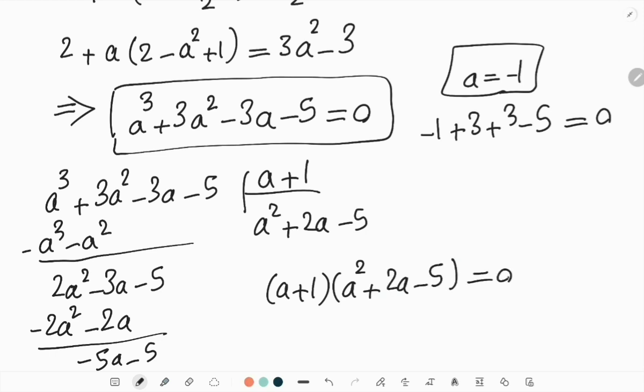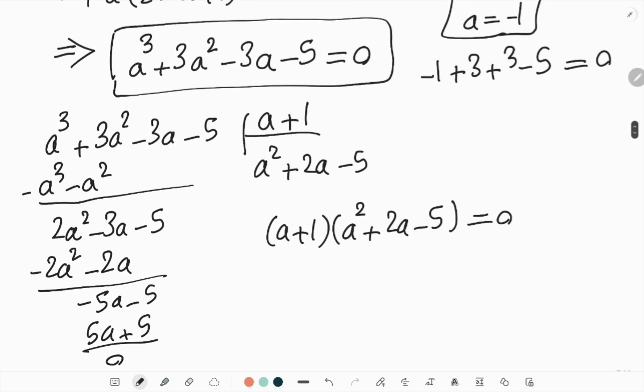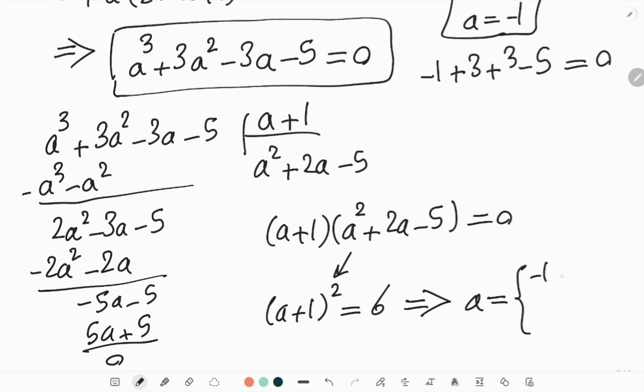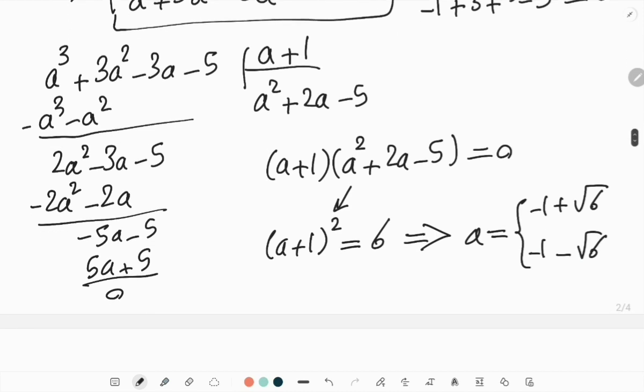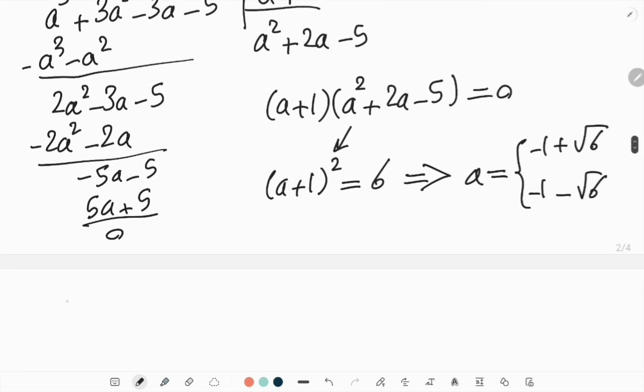Well, obviously one root was -1, so let's take the second factor. Then the second one can be written as (a + 1)² = 6. I mean, it's easy, you can just prove it. And that gives me a equals either -1 + √6 or -1 - √6. But let's go back to a. You remember a was sin x + cos x.